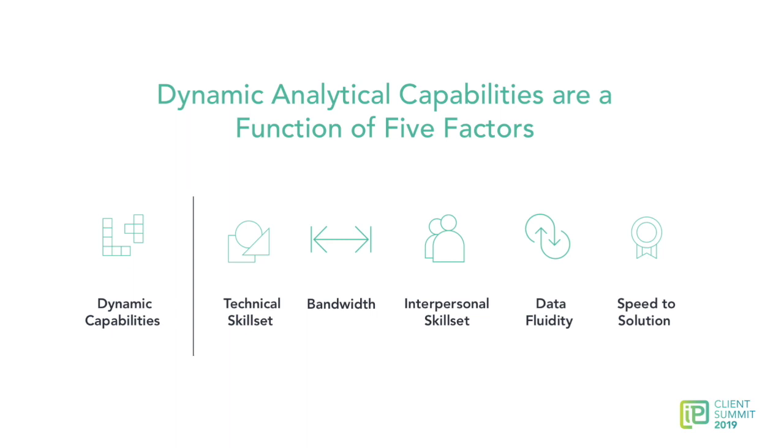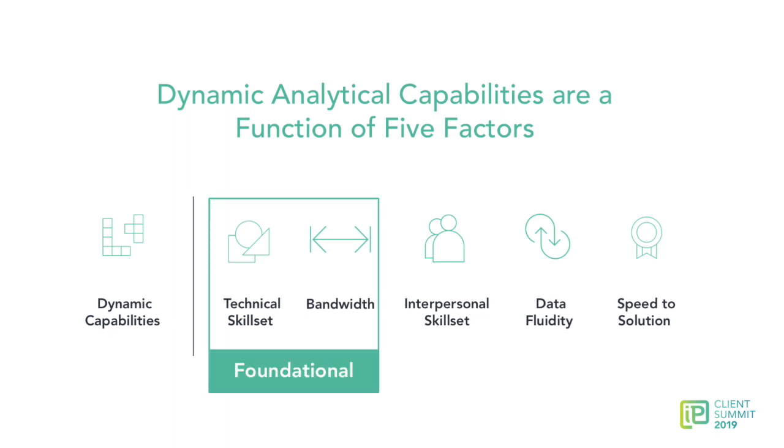And we see that dynamic capability as a factor of 5 things. First of all, table stakes: technical skill set. You have to have it, obviously. You have to be a good data scientist. You have to have your analytics skill set down. And then bandwidth, obviously. You have to have enough people to be able to execute what you need. But you can't just keep throwing people at a problem, right? That's not scalable. That's not a solution.